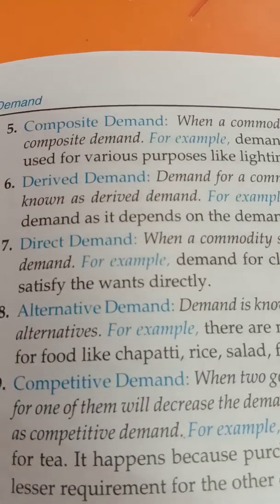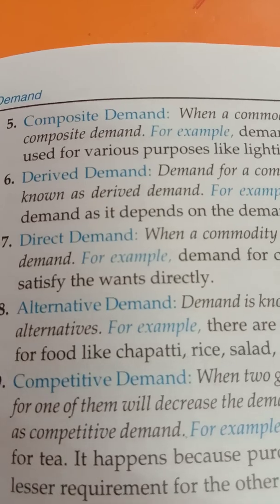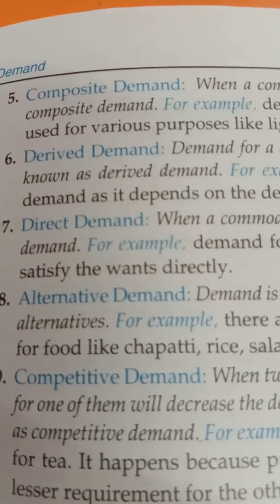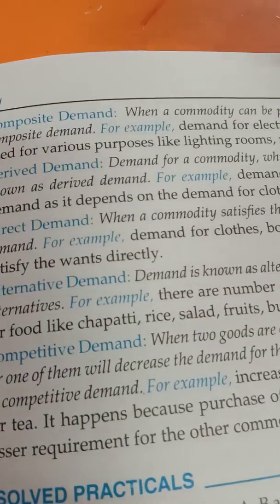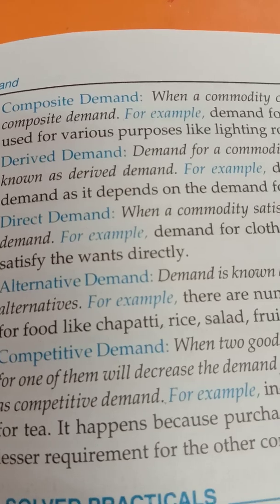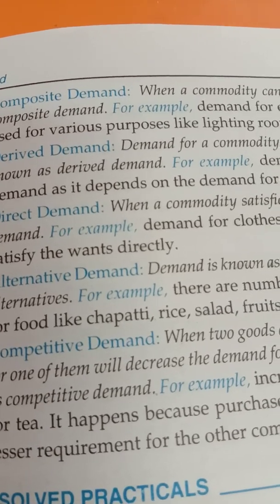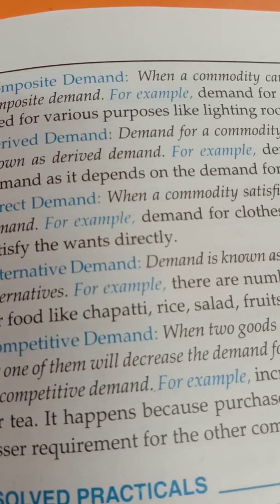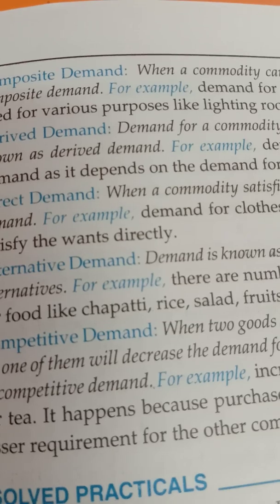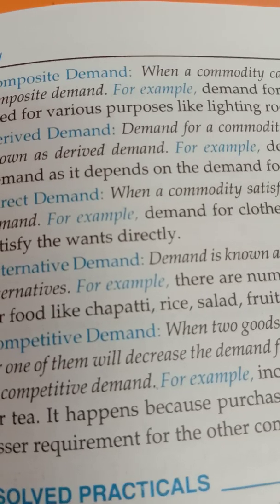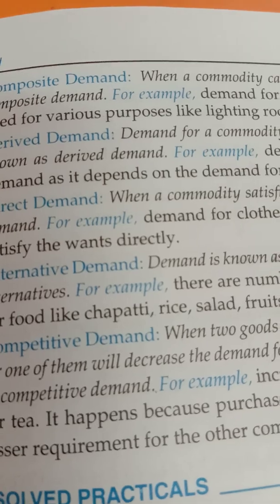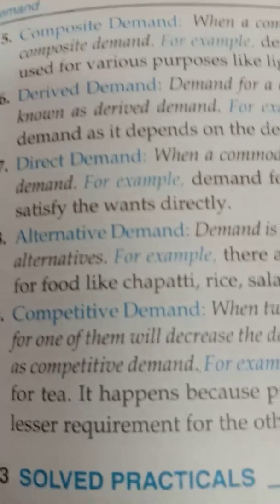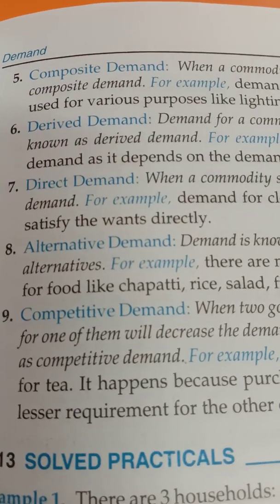Now the direct demand, when a commodity is demanded directly by the consumer to satisfy the demand directly, so that is known as direct demand, like demand for clothes, books, table that you need, that is a direct demand. Now the alternative demand. Demand is known as alternative demand, basically when it can be satisfied by different alternatives. Likewise there are different options for a particular demand, like you are feeling hungry and you can fulfill your need by having chapati, rice, salad, fruits, those examples are given over there. That is alternative demand. The demand can be shifted from one to another because that demand can be fulfilled by many alternatives.